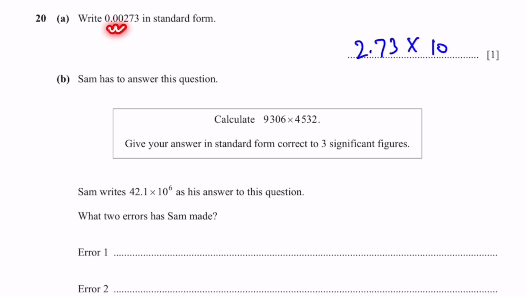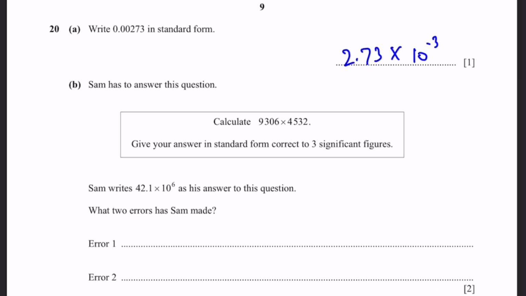We moved it 3 spaces to the right, so we have 10 to the power 3. But we have a minus because we're moving it to the right to get the standard form. If we move it to the left to get the standard form, then we have a positive 3. That's the answer.